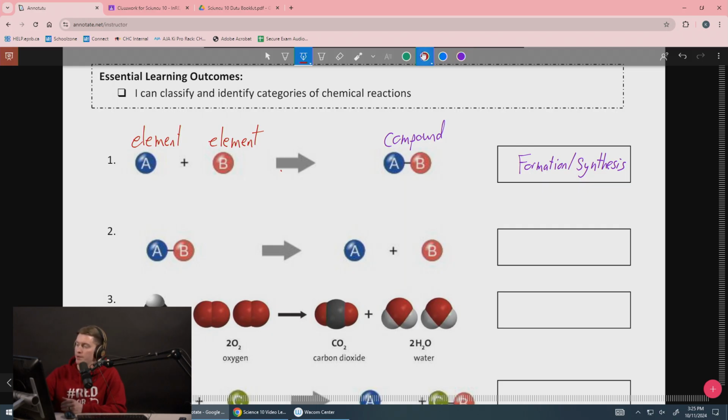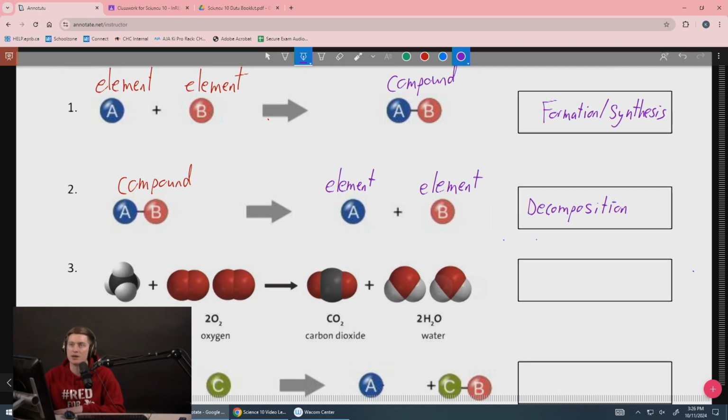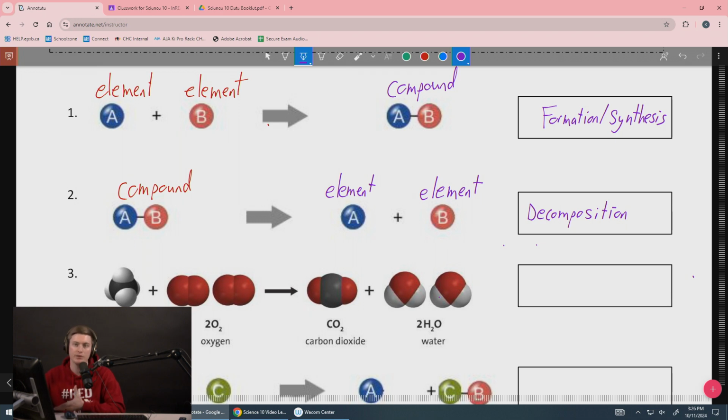If you start with a compound, usually just one reactant, and it breaks down into its elements, however many different types of elements it's made out of. This one, molecule AB, only has A and B, but it breaks down into its elements. This is called a decomposition. It's the opposite of a formation reaction. So in a formation reaction, we start with elements becoming a compound. In a decomposition, we start with a compound that breaks down into elements. These ones are pretty straightforward.